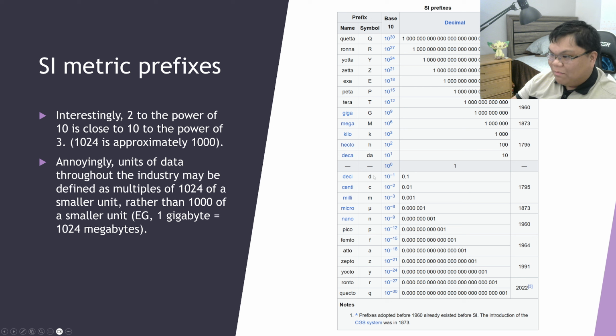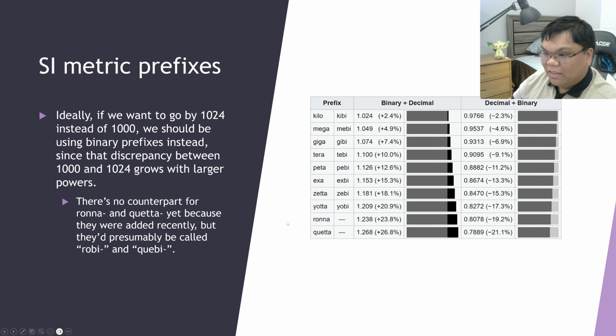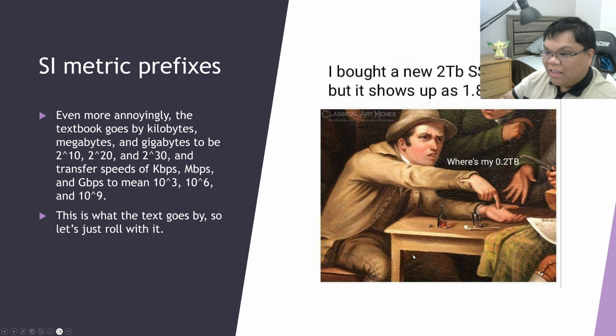At least until you have to memorize the inverses. So we have deci, centi, milli, micro, nano, pico, femto, atto, zepto, yocto, ronto, and quecto. Also, there's no corresponding binary prefixes for Ronna and Quetta, though they would presumably be called Robi and Quebi.